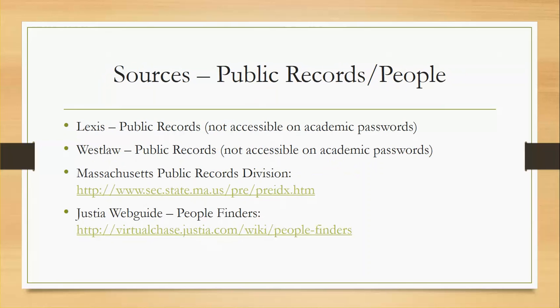Okay. So what are the sources that we do have available for public records? Well, for people, there's a couple of good things on Lexis and Westlaw, but they're not accessible on our academic passwords, so I have a screenshot to show you of those, just if you have them at work, so you'll be aware that it's a place that you can go to find out information about people. For example, asset reports, arrest records, marriage, sometimes credit information, those types of records. There is a little bit of information, not much, that you can actually get online, but it will explain what's available or how to go about requesting it at the Massachusetts Public Records Division. That's at the SEC website.